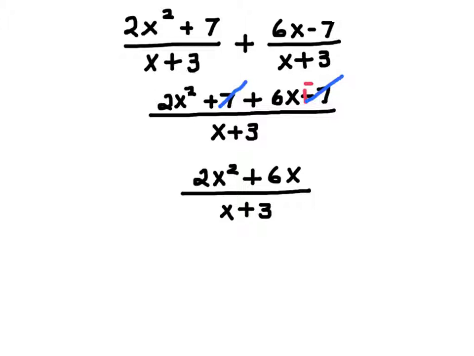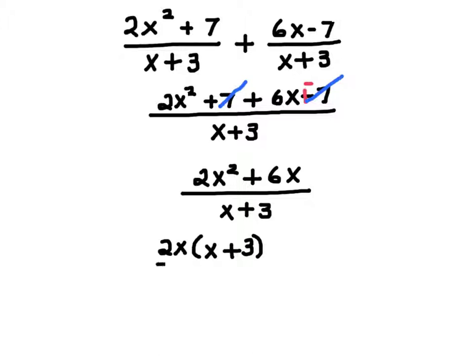I can see that I have a 2x squared and a 6x. What's the greatest common factor? 2 and 6 is 2 times 3, so they both have a factor of 2, and they both have a factor of x. So let's factor out 2x from the numerator. And we have 2x times x plus 3. That's our numerator. And we can see that 2x times x is 2x squared, and 2x times 3 is 6x.